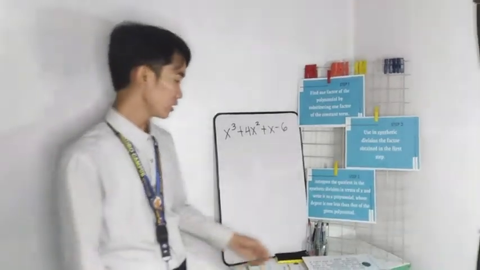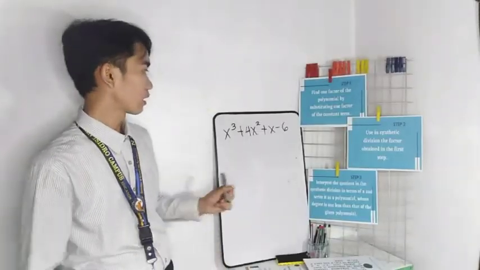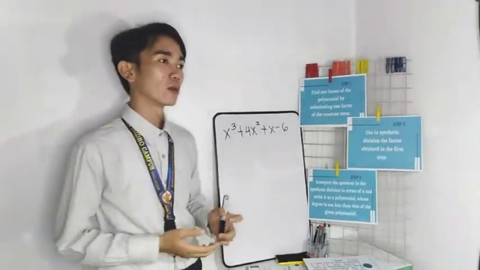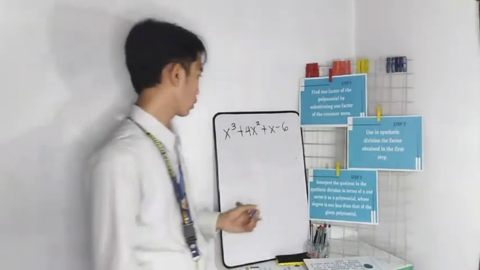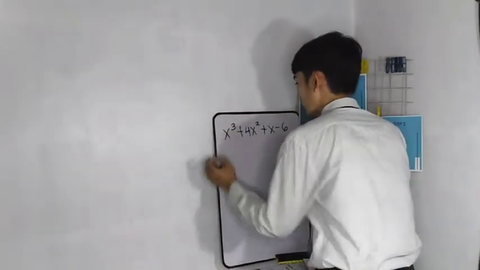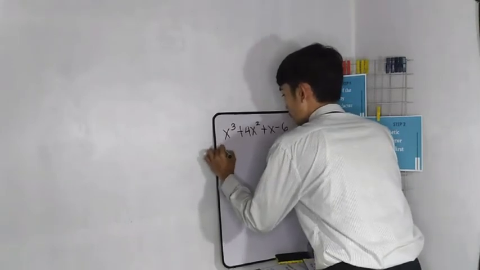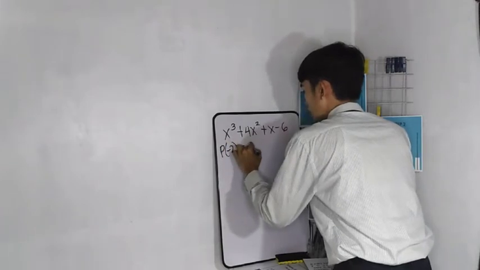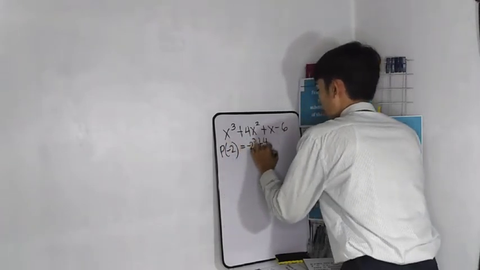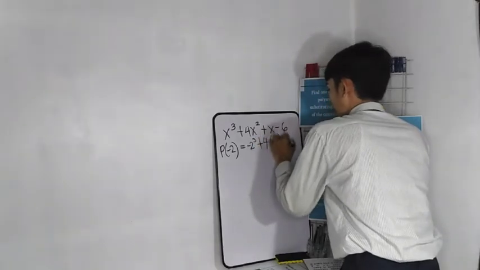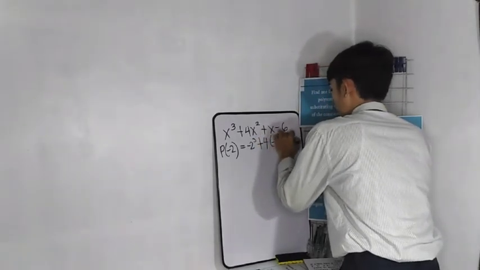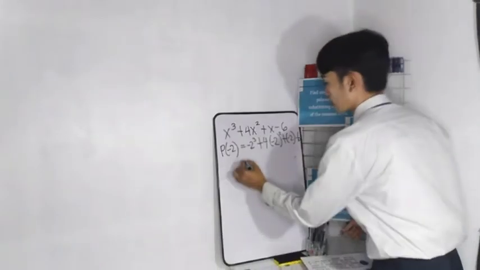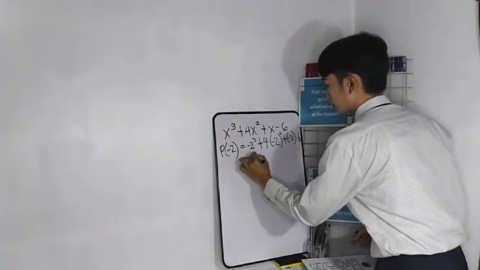Okay, let us find if that is correct. Our constant term here is negative 6. So let's try negative 2 to substitute in the x. So we have p of negative 2 is equal to negative 2 cubed plus 4 times negative 2 squared plus negative 2 minus 6. Negative 2 cubed is negative 8.